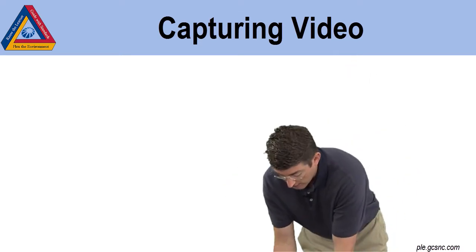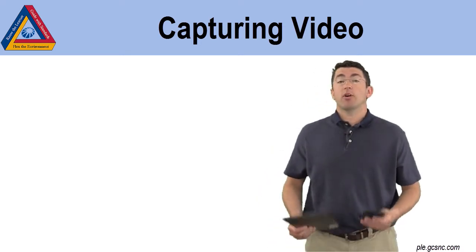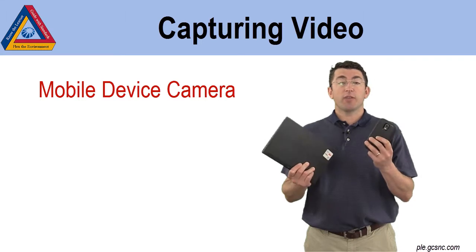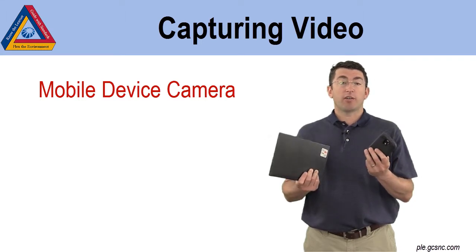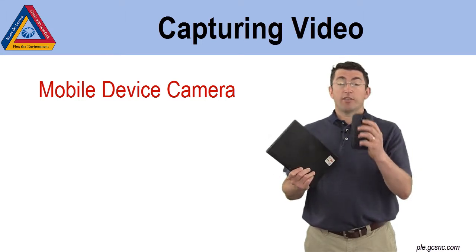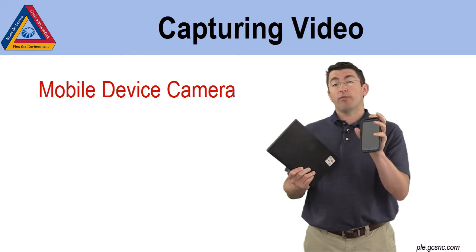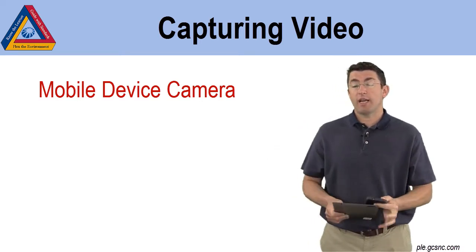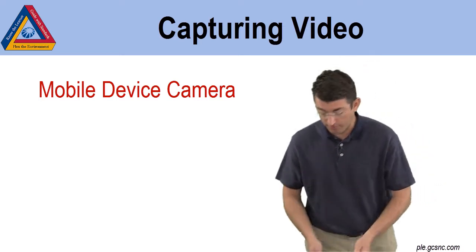The most readily accessible camera might be on a mobile device. Cell phones and tablets these days usually come with a camera, and the footage that they take is pretty good. Often there is a rear-facing and a front-facing camera. If you have both, use the rear-facing camera. It usually provides better video quality.